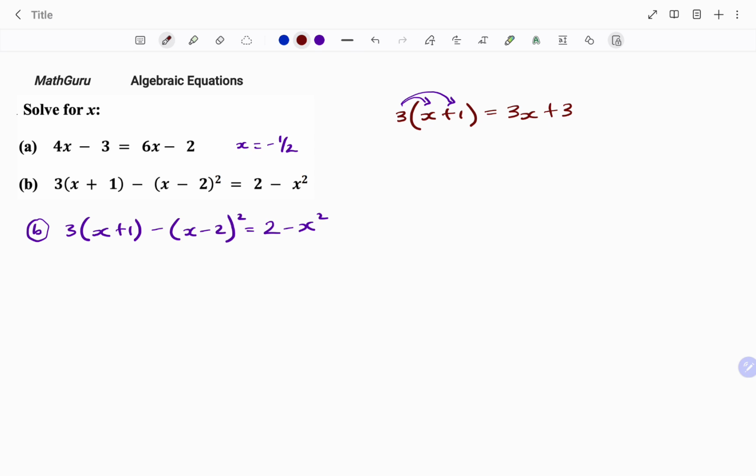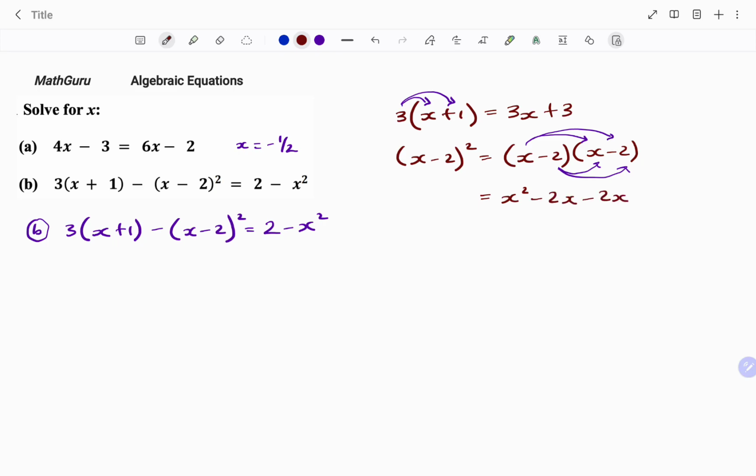Likewise, I'm going to expand my x minus 2 all squared. If I rewrite that, that's x minus 2 multiplying x minus 2. So the terms in the first bracket multiply all the terms within the second bracket as shown. Therefore, that's x squared minus 2x minus 2x plus 4, simplifying further, x squared minus 4x plus 4.